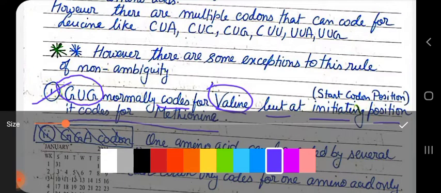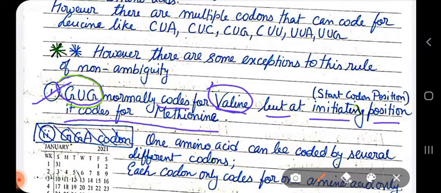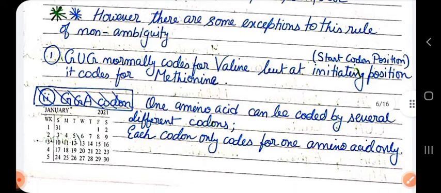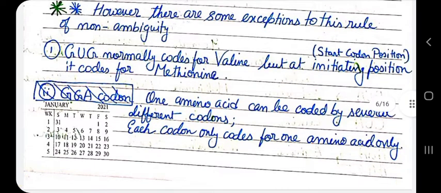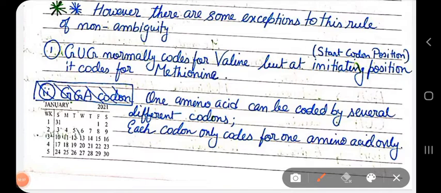The GUG codon normally codes for what? Valine. But if this GUG codon is placed at the first position of the open reading frame, that is, in the start codon position, then GUG will code for what? Methionine. So this is one exception that we can see, but the other codons have this non-ambiguous property.